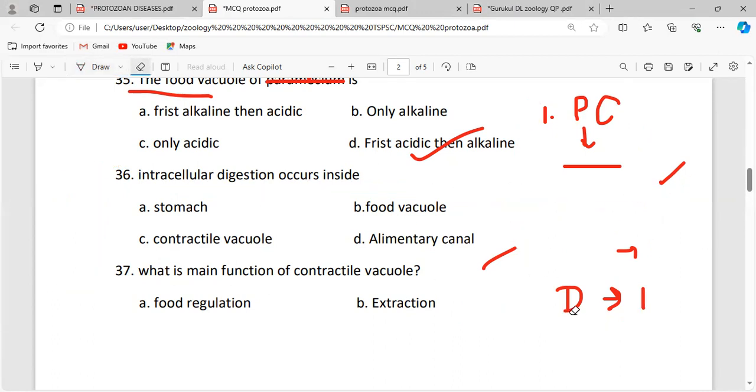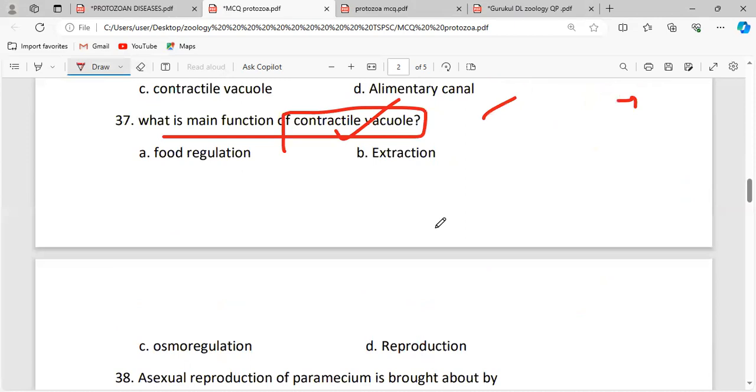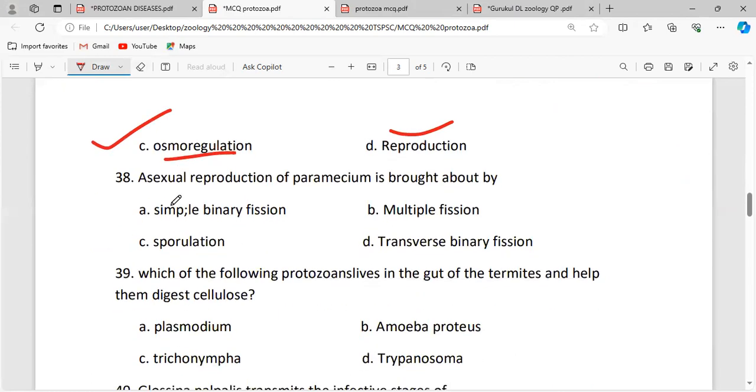Intracellular digestion occurs inside the food vacuole. Very good. Okay, next. What is the main function of the contractile vacuole? Option A, food regulation, extraction, osmoregulation, and reproduction. The main function of the contractile vacuole is obviously osmoregulation.